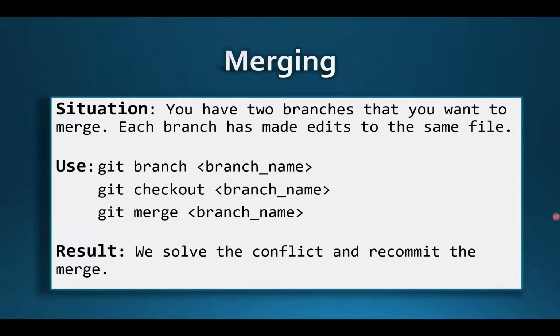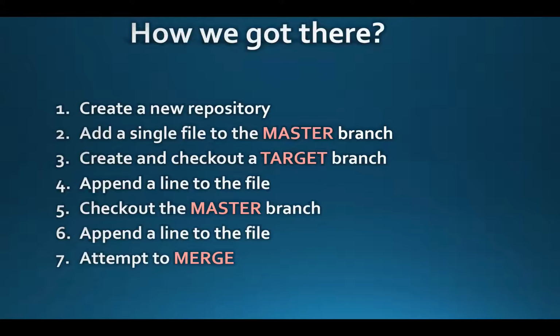So the situation we'll be going through is you have two branches that you want to merge. Each branch has made edits to the same file. We will use git branch, git checkout, and git merge to solve this problem. We solve the conflict and recommit the merge. I'm going to do this on the command line, but in order to make it a little bit easier to follow along, I'm going to explain what I'm going to do first.